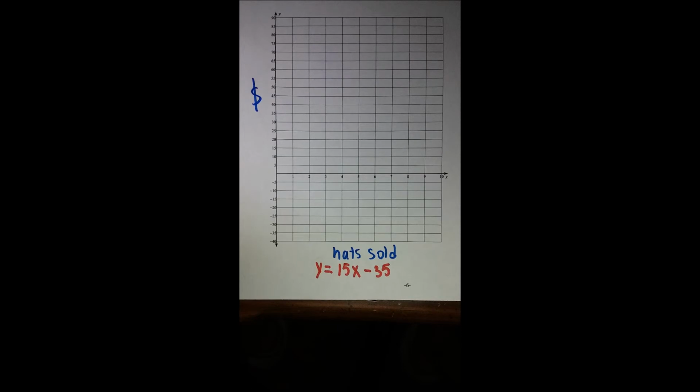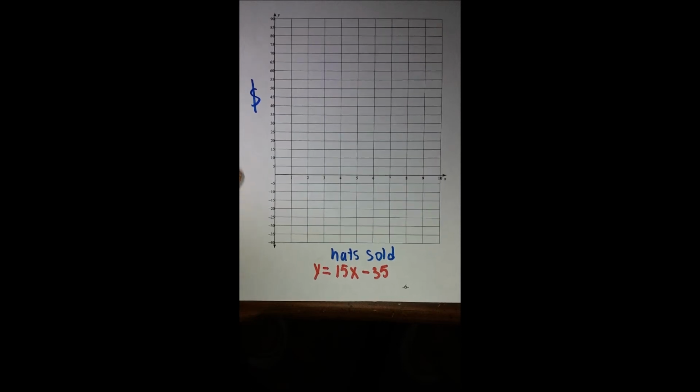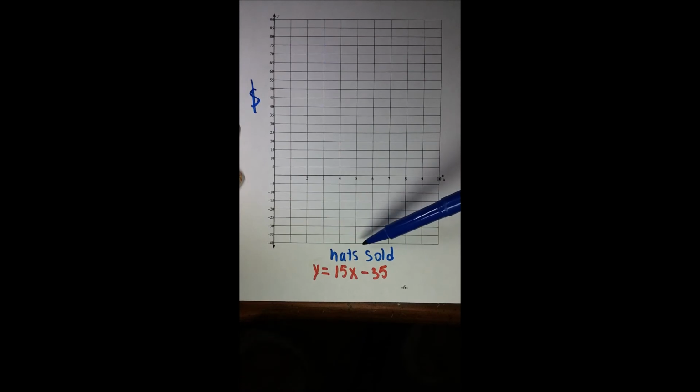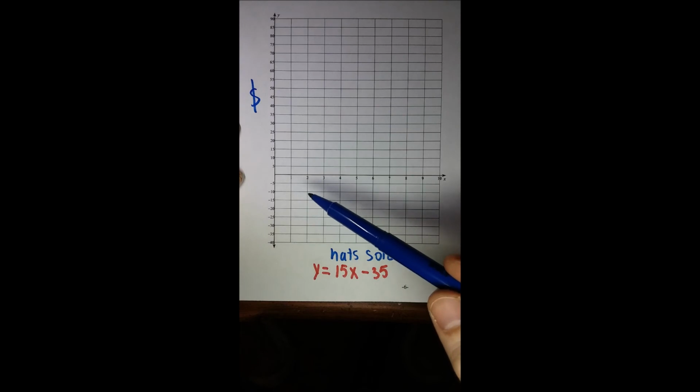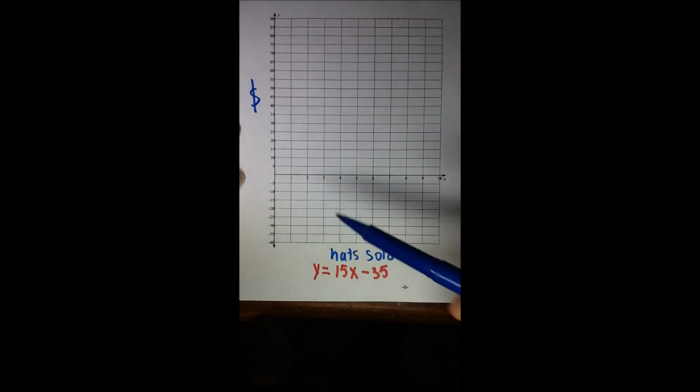Question C, you get a graph, and again, we're going to label the y-axis as your money and the x-axis as hats sold. And notice that you get 15X minus 35. That's your equation. And here we are going into negatives. Where do we start? We start at negative 35. You don't make any money. You just buy the space. Now it's up to you to make money and sell hats.